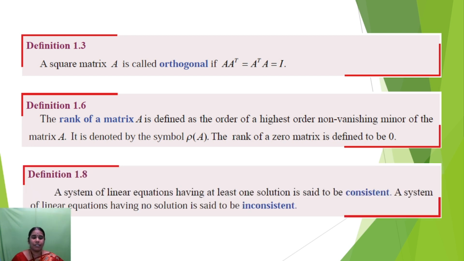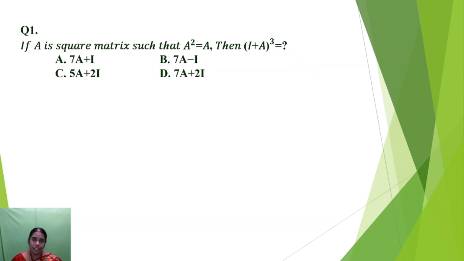Next thing, a system of linear equations having at least one solution. We are having a system of many equations. If a system of linear equations has at least one solution, then it is said to be consistent. If the linear equations have no solution, then it is said to be inconsistent. These are some of the definitions in the matrices and determinants chapter. We just go through some of the problems for your practice.